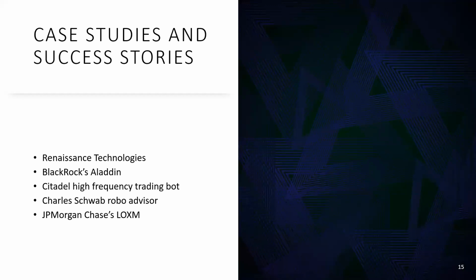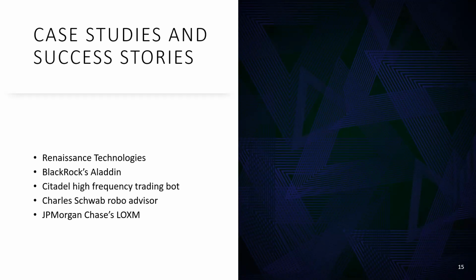And in real life, it has been used by the big players on Wall Street. Renaissance Technologies is very famous when it comes to algorithmic trading and using machine learning and AI, as well as other statistical and mathematical models. BlackRock, the biggest company in the world with the highest assets under management, has a system called Aladdin that they use to predict and determine which companies to invest in. Citadel has developed a high frequency trading bot that trades in milliseconds. Some people even say microseconds. It goes in and out of trades in microseconds.